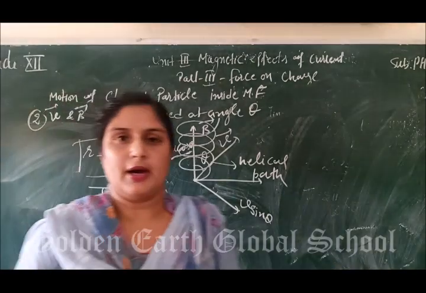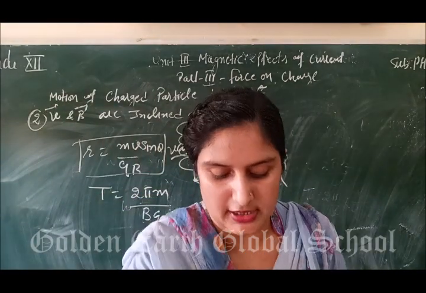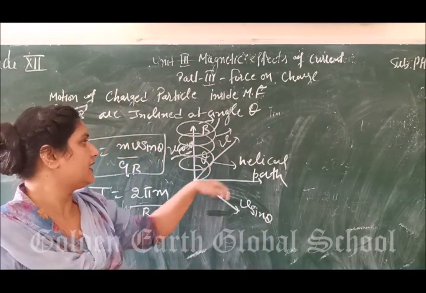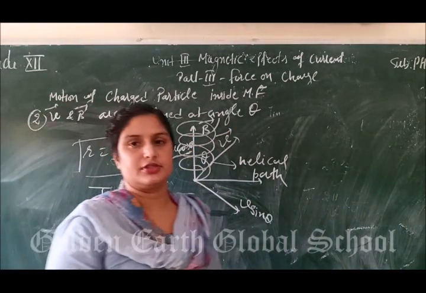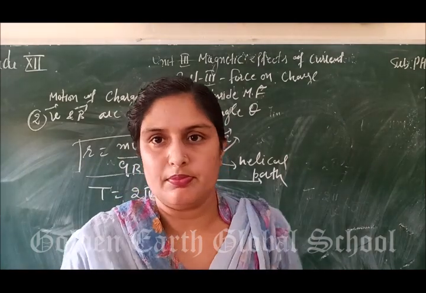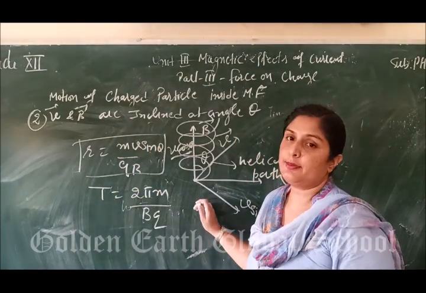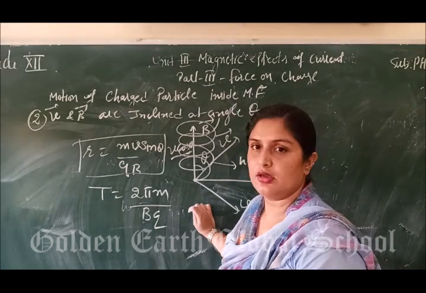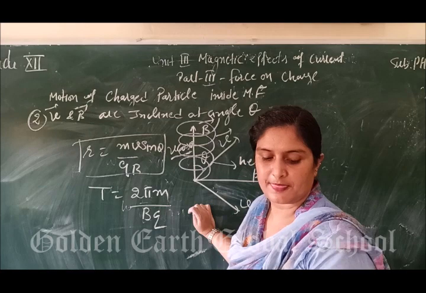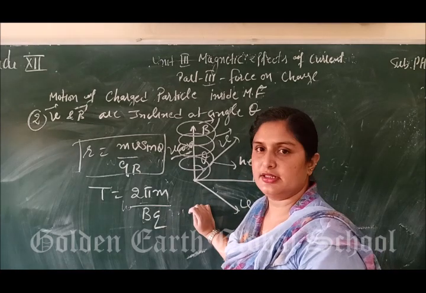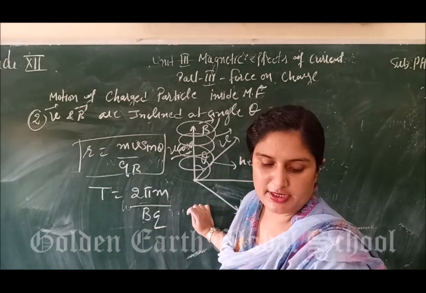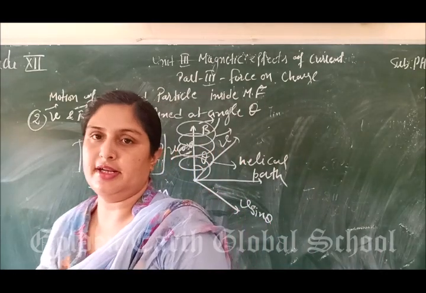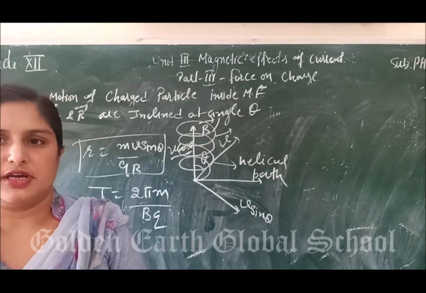So the path or the trajectory of the particle inside the magnetic field will be helical when the particle is moving at an angle theta with respect to the magnetic field. Clear? So with this we have ended our chapter, that is the force on the charge. Thank you.